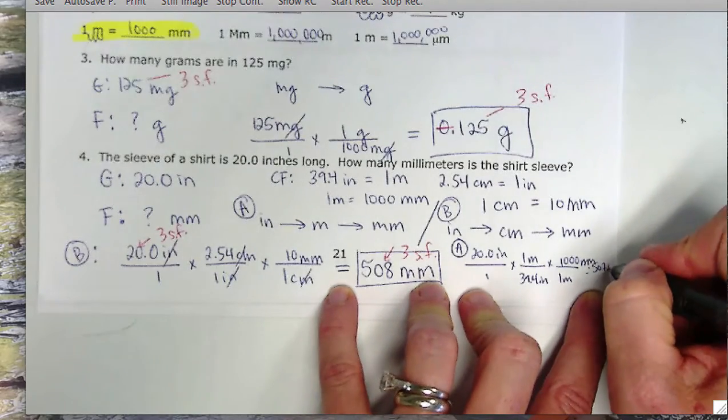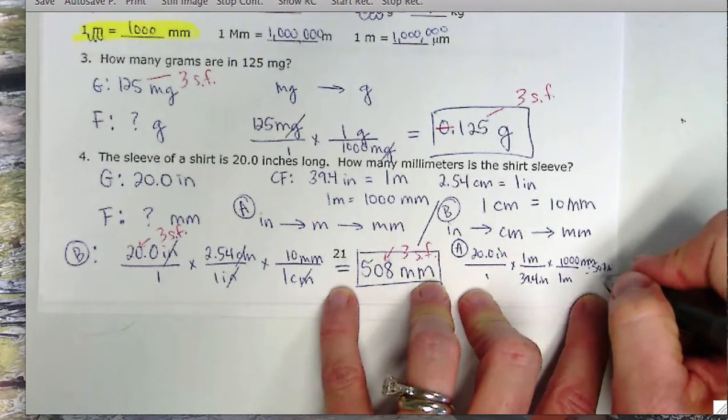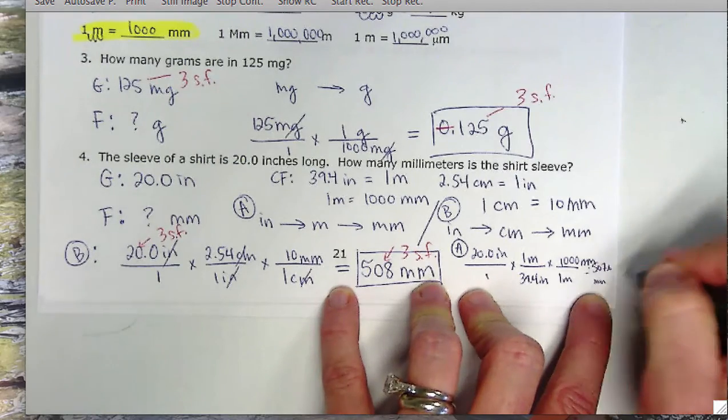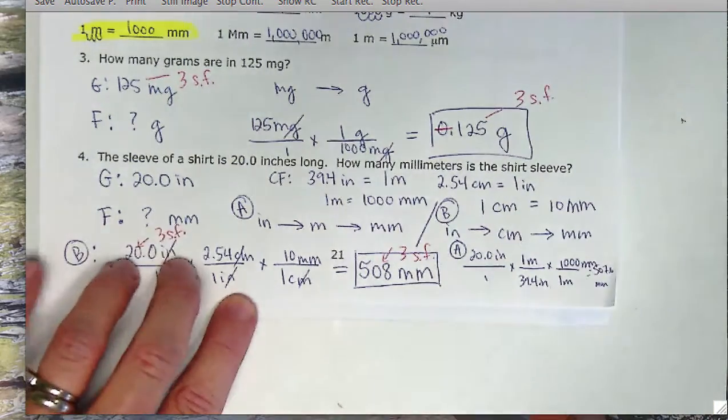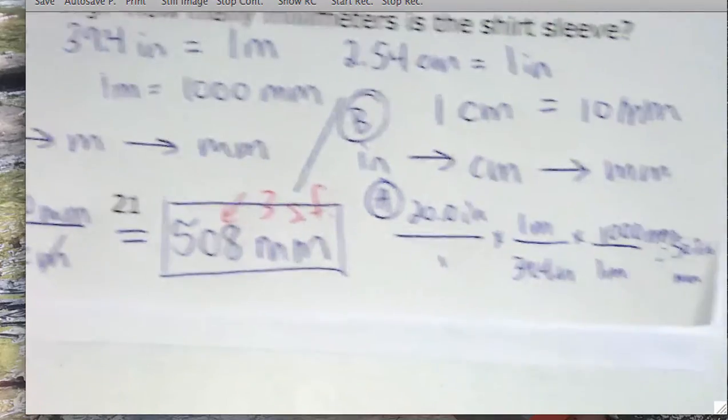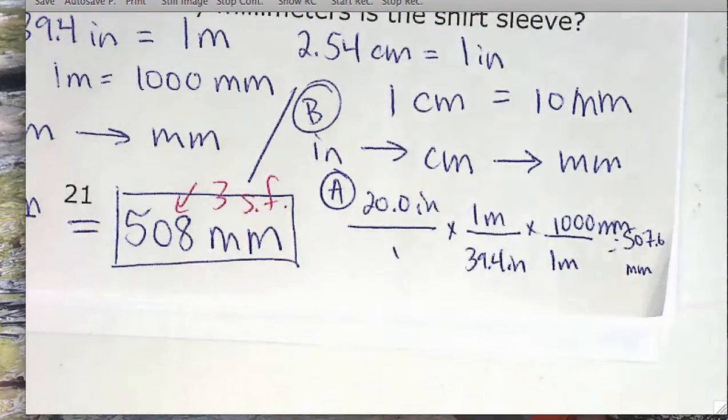Enter it in your calculator again. Oh, I wrote down the wrong conversion factor. I'm confused. I did it twice. Okay, so 20 divided by 39.4. Oh, there's the times problem. 1,000. And then you end up with 507.6, and so on.